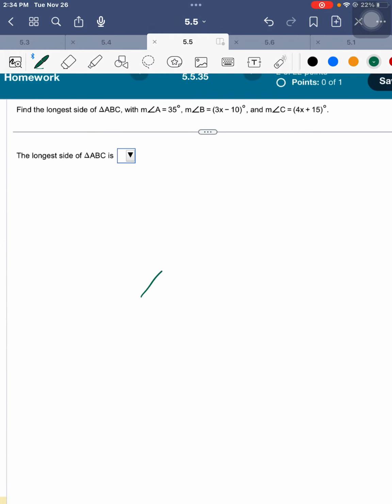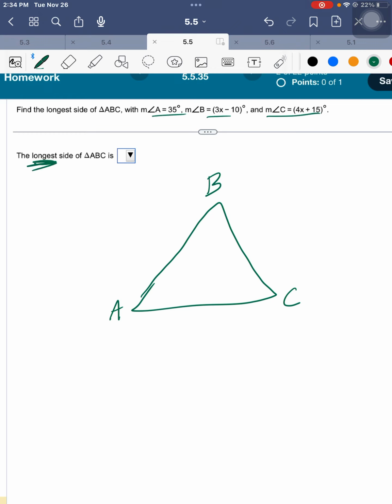Okay, so for the longest side of triangle ABC, okay, cool. So I have a triangle A, B, C. They want me to find my longest side, but all they gave me is angles. So let's plug that in. So A is 35. B is 3x minus 10. And C is 4x plus 15.